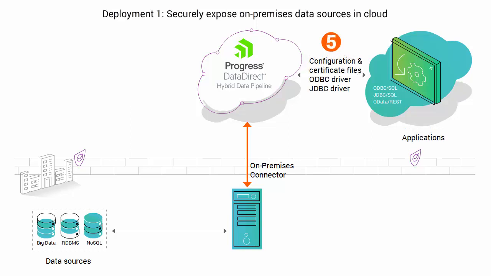Depending upon your application, download the ODBC or JDBC installer. Copy the certificate and security files created by the installer and place them in the same directory as the ODBC or JDBC installer. Then install and configure the driver. Finally, configure your business application to use the ODBC or JDBC driver or to use OData.